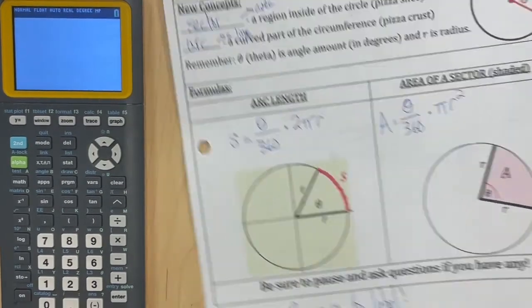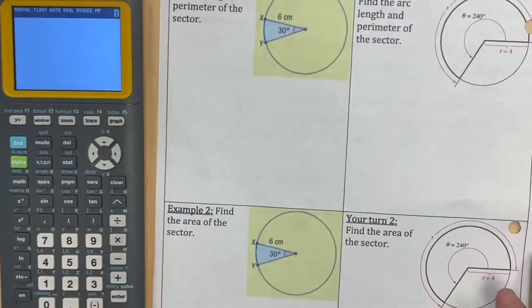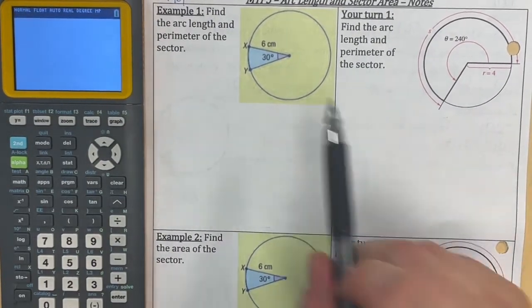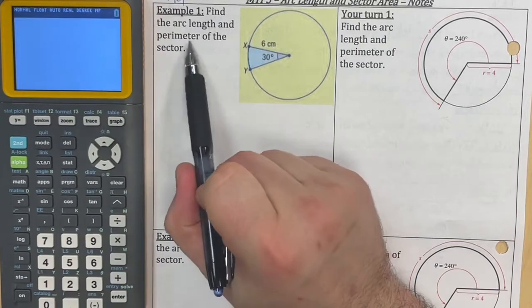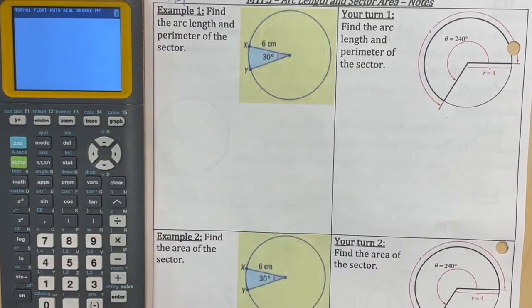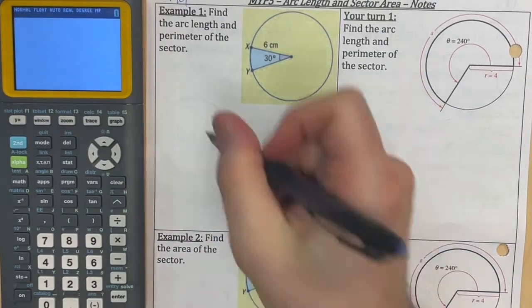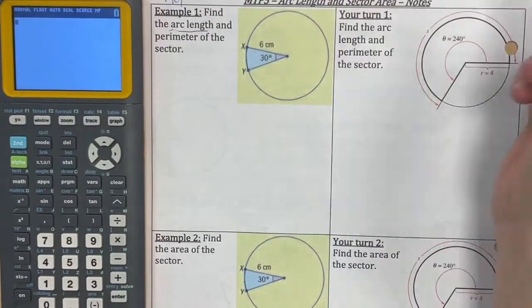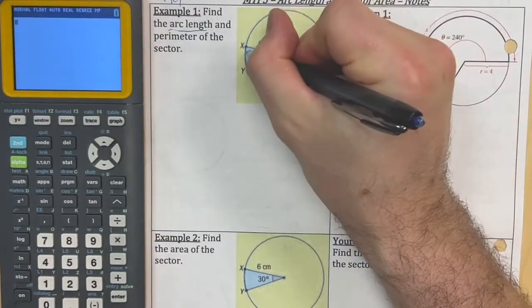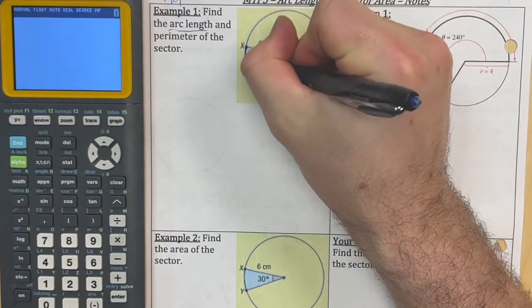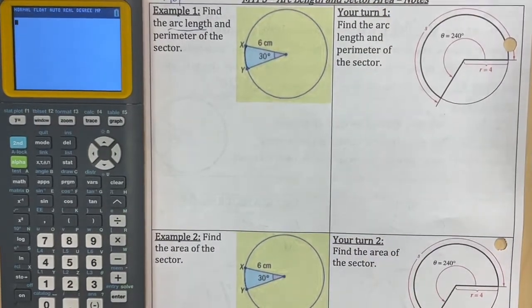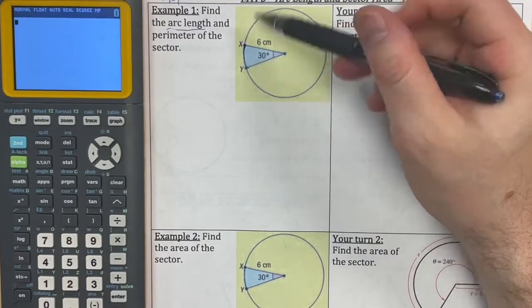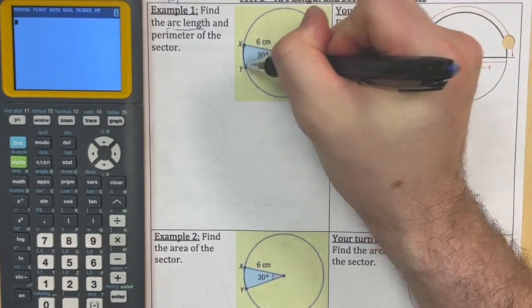So now on the back, some examples for you guys. At the top, numero uno, it says find the arc length and the perimeter of the sector. So a couple things, break it apart. What are we looking for? We're looking for that arc length. So we're talking about this part here from X to Y. You can notice how it's not a straight line. That's why it's an arc length as opposed to just from the point X to Y. So we're talking about from X to Y, that curved part.